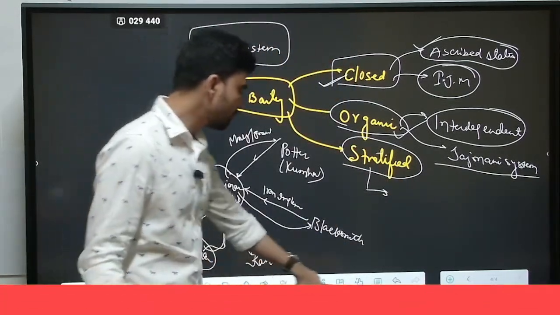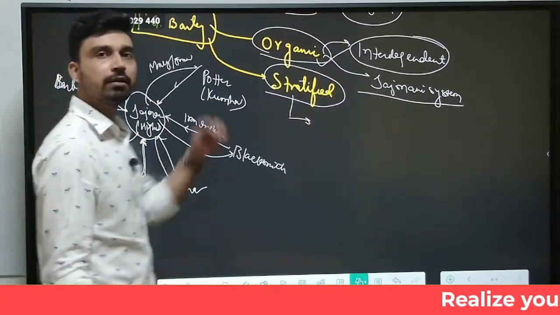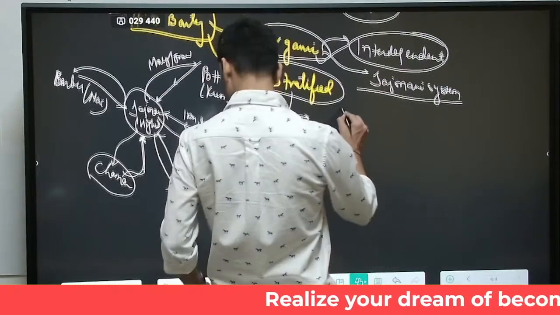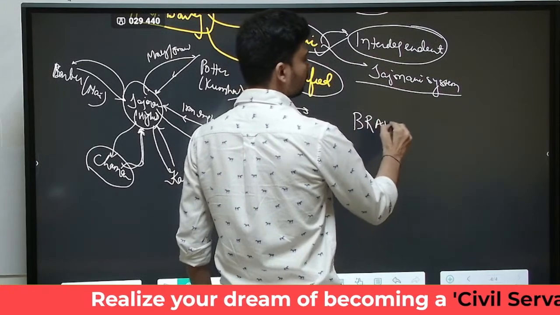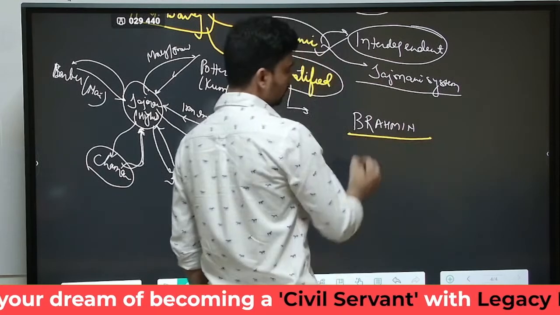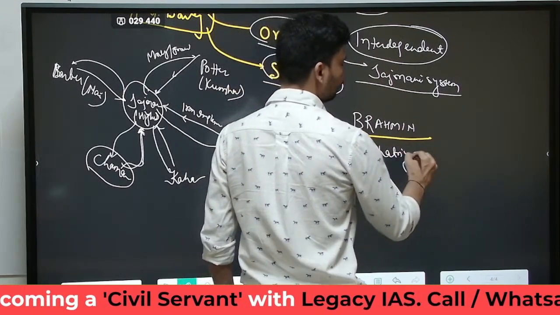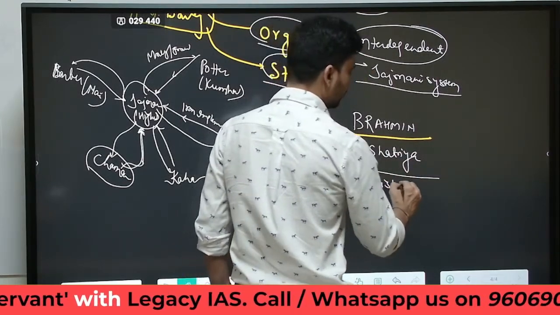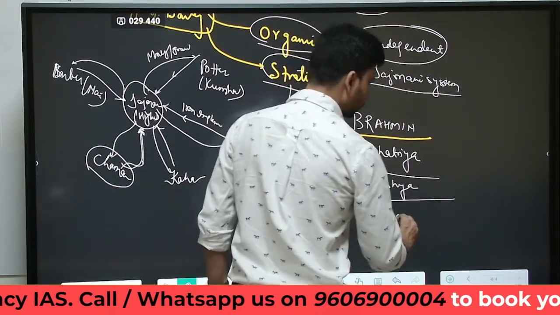What do we mean by stratified in nature? Stratified means it is structured in a layered manner. That means if we try to draw the classification of the Indian society, at the top we have the Brahmins. Then at the second level, we have the Kshatriya. Then at the third stage we have the Vaishyas. And at the fourth and last stage, we have the Shudra.